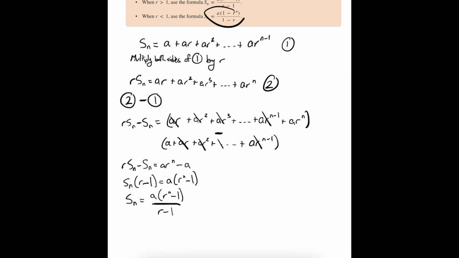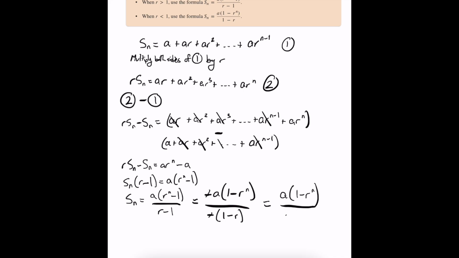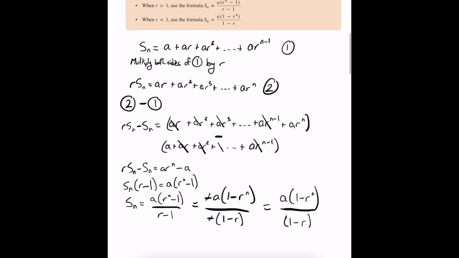Now, how do we actually get this formula down here? Well, if we factor out a negative on the numerator and the denominator, so if I take a negative out of this expression, r to the n minus 1, we actually get 1 minus r to the n. And if I take out a negative from the denominator, we get 1 minus r. And so these negatives cancel. And so we have a times 1 minus r to the n over 1 minus r. So we can see that these two equations are equivalent, which is exactly what we had up here.